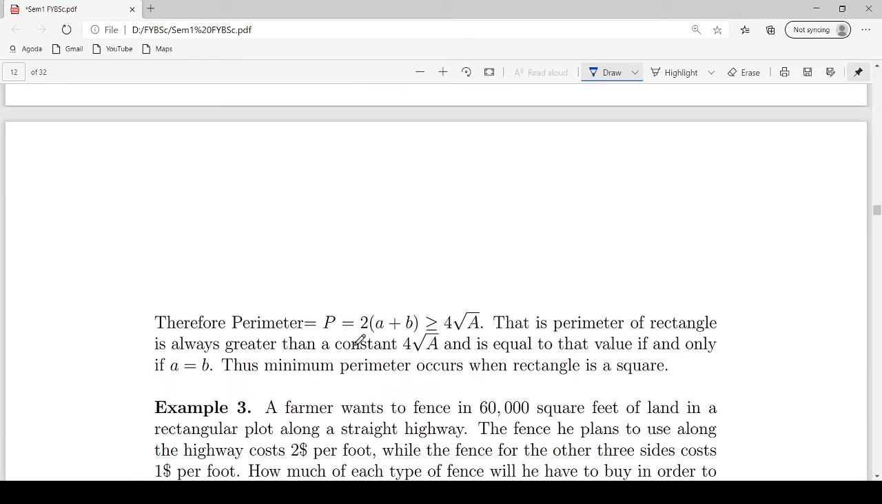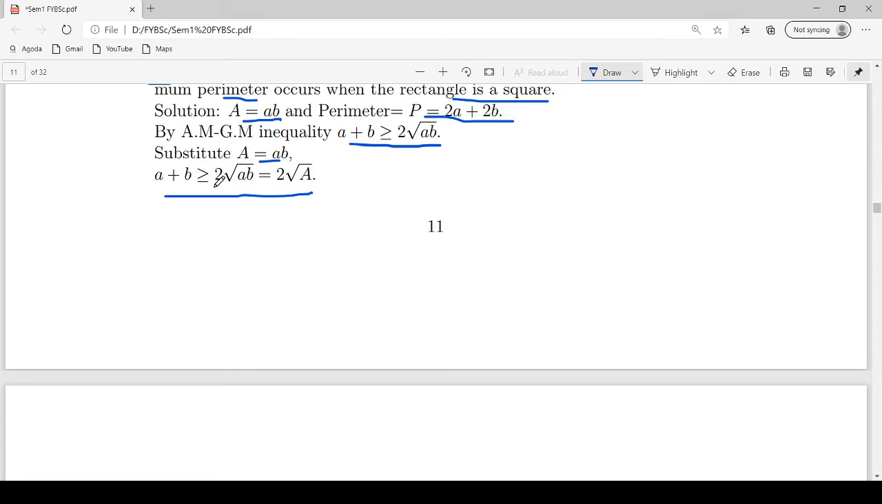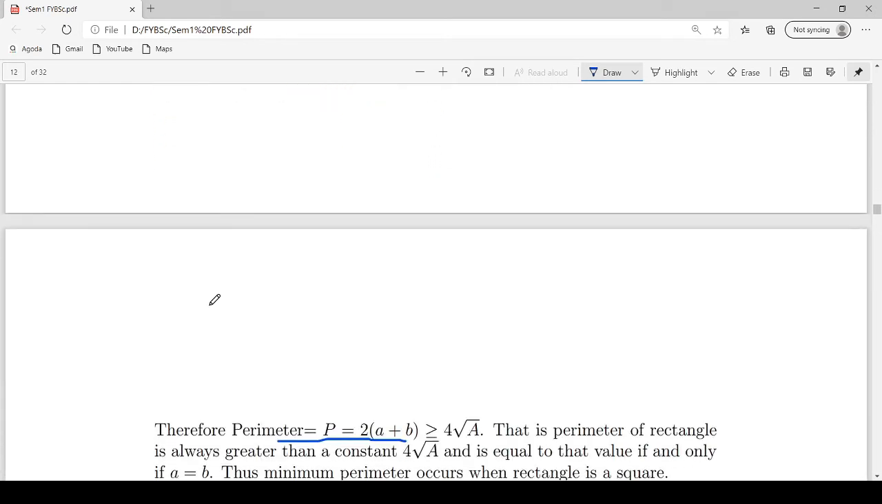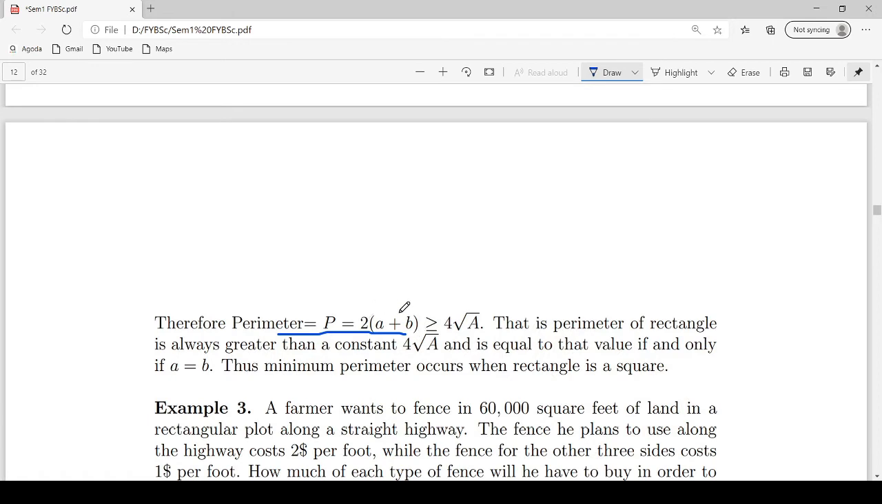Now, what is perimeter? Perimeter is equal to 2 times (A plus B). And here you proved that A plus B is always greater than or equal to 2 times square root of capital A. Therefore, perimeter 2 times (A plus B) is greater than or equal to 4 times square root of capital A. And this capital A is a fixed quantity. Therefore, your perimeter P is always greater than or equal to a constant number, 4 times square root of A.